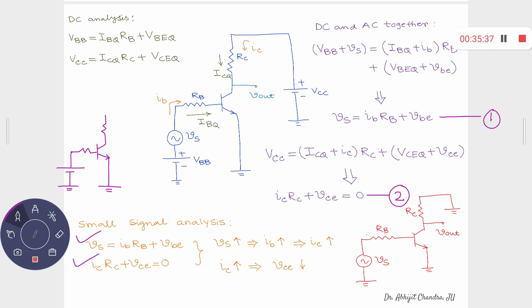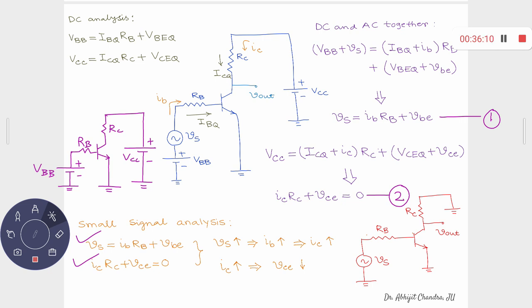You have some PV there, some RC, and some VCC. That we already saw last week, which involves one bias voltage for the base circuit, some resistance over there, RB, some resistance in the collector side, RC, some bias voltage over there.